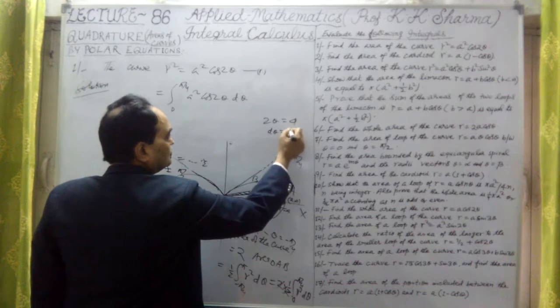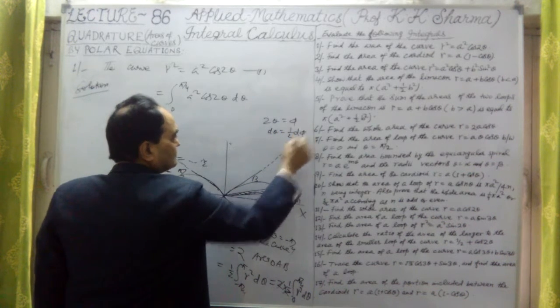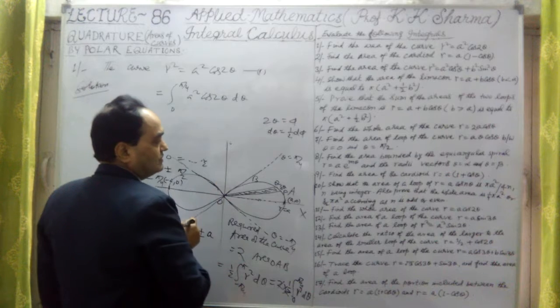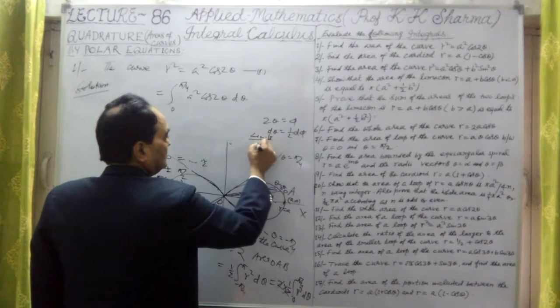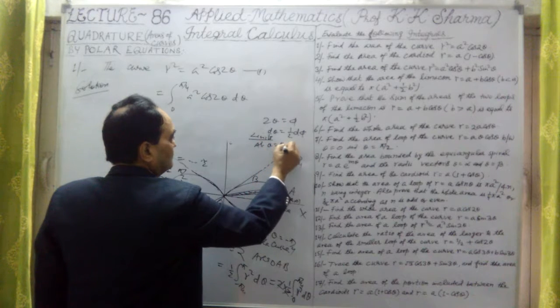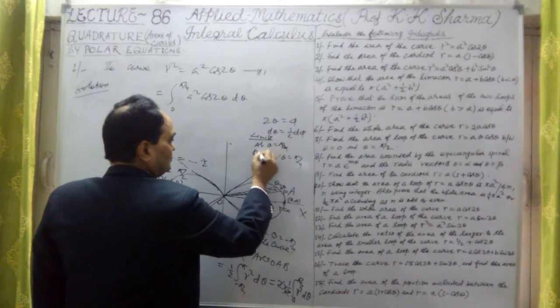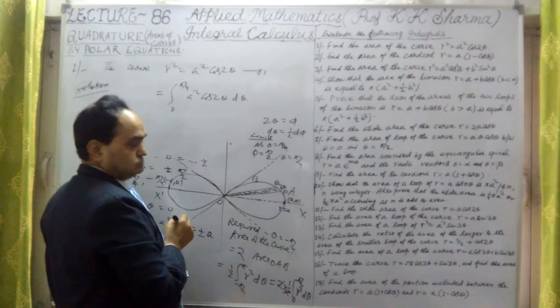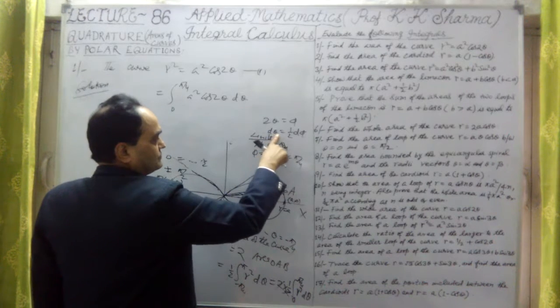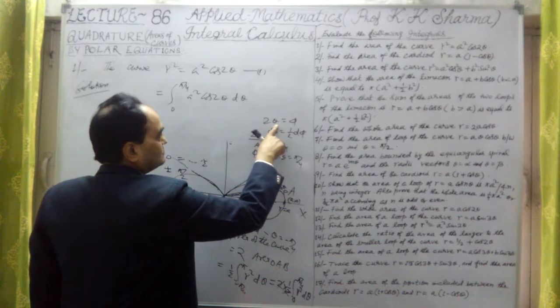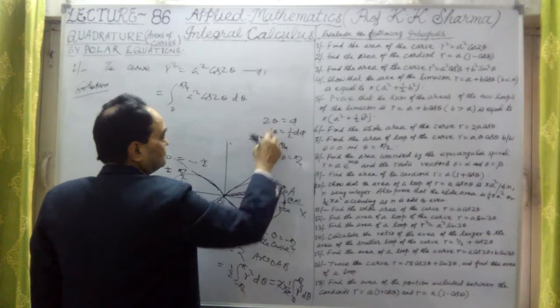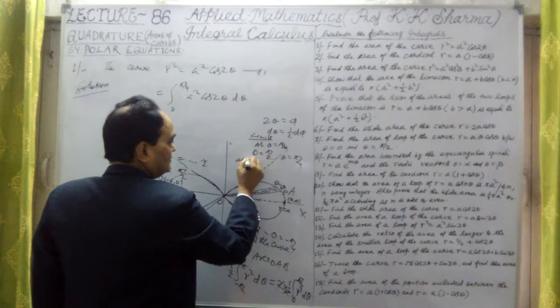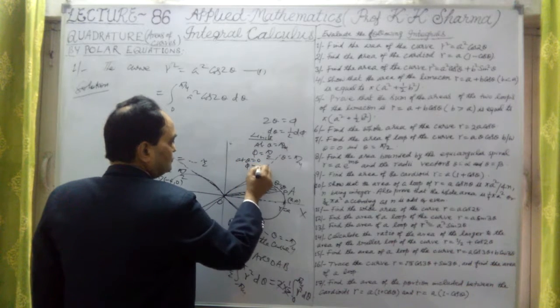is equal to 1.2 d5, and limits at theta equal to pi by 4, phi is equal to pi by 2. Why? Because at theta equal to pi by 4, if I put, then phi equal to pi by 2. At theta equal to 0, phi is also 0.